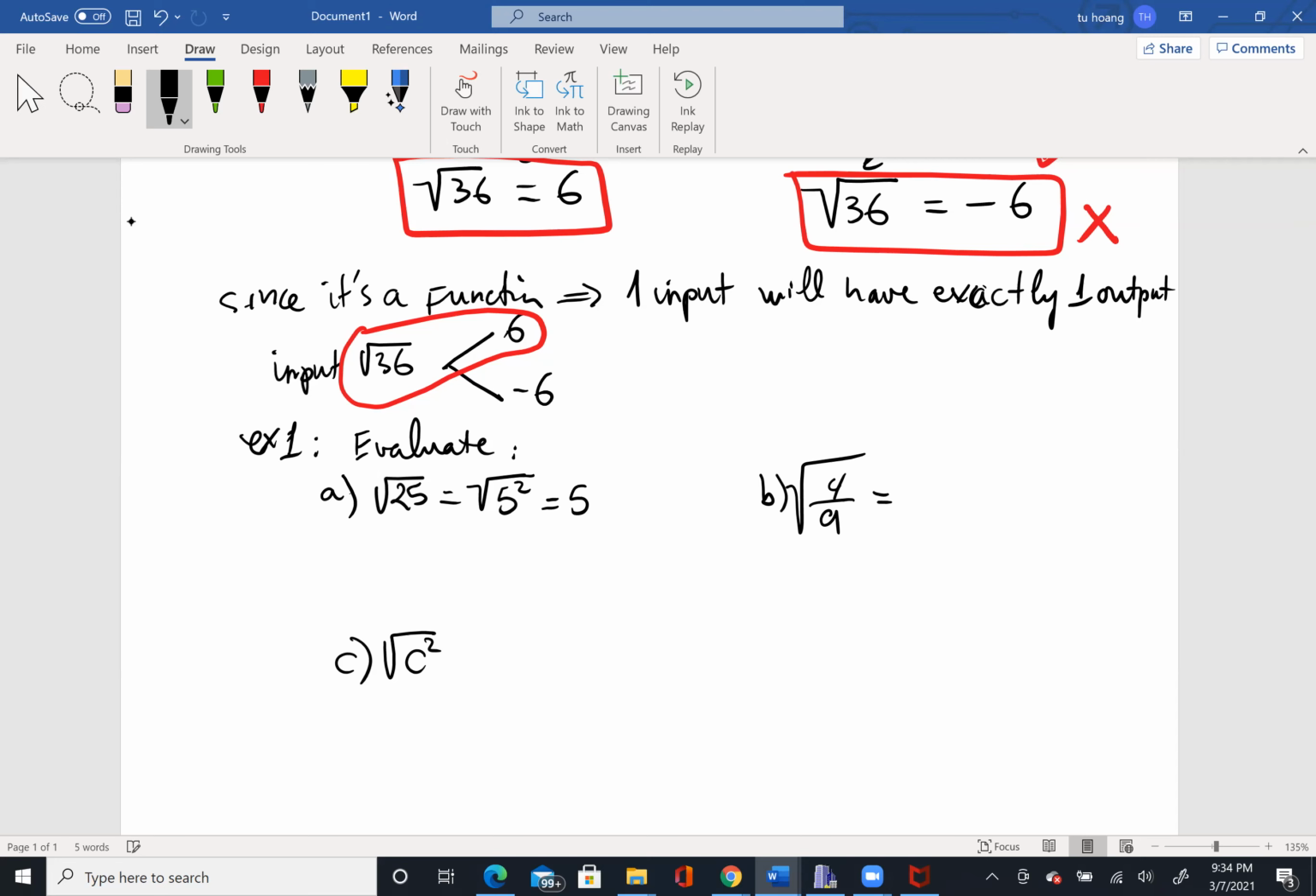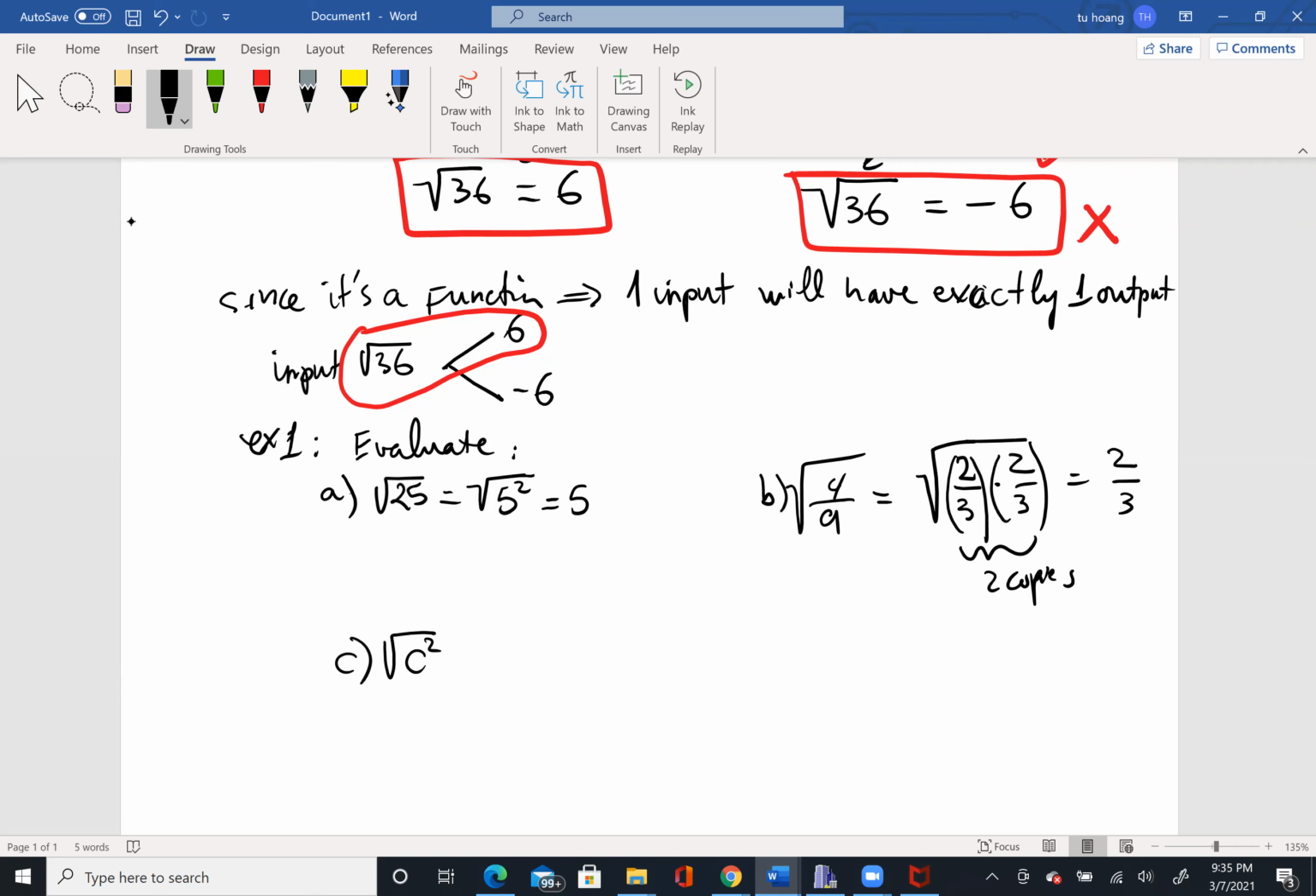Similarly, for problem B, square root of 4 over 9, you will get square root of 2 over 3 times 2 over 3. You can rewrite it as 2 over 3 times 2 over 3. And since it has 2 copies, you can just eliminate 1 copy because of the square root and get the answer, oh sorry, 2 over 3. And that's the answer.